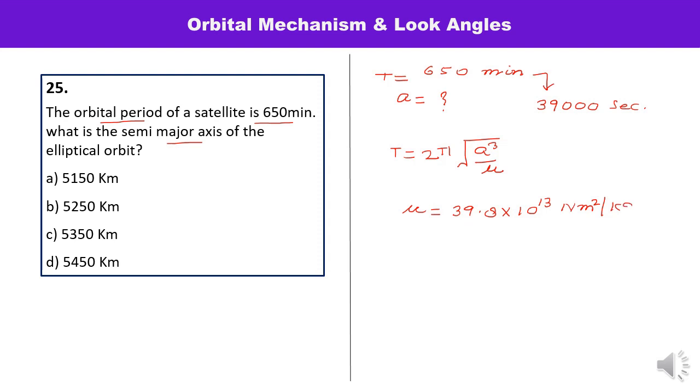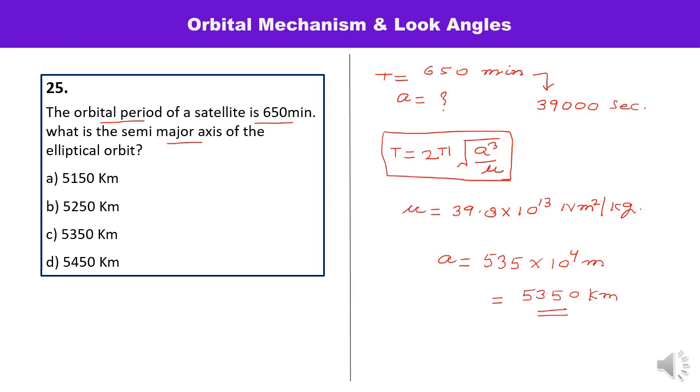square per kg. Now substitute the value of T and mu into this particular equation, and pi you already know is 3.14. So calculate A. You will be getting the value as 535 into 10 raised to the power 4 meter, which is like 5350 kilometer. So this is what the answer.